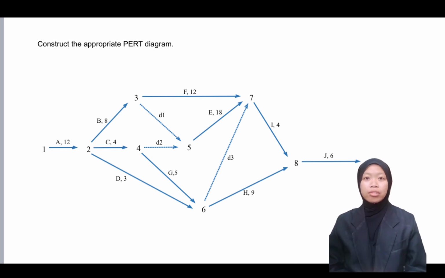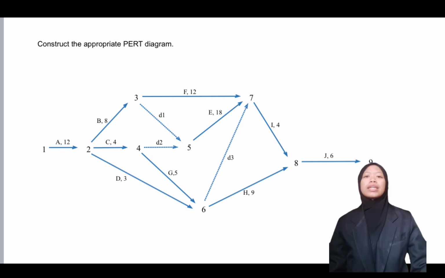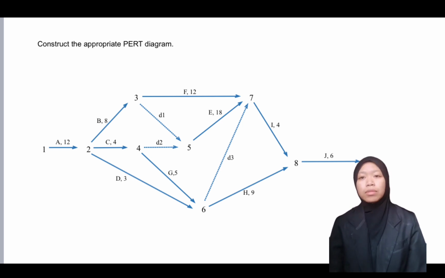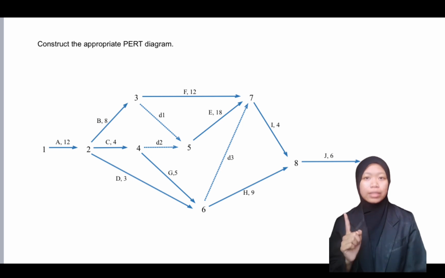So question A, construct the PERT network for the construction of the dam. Okay, the table shows activities A until J, the preceding activity and the time in weeks for each activity. Alright, to start the PERT diagram, we must look at the single activities. As mentioned in the question, activity A is the single activity. So we start with that activity first.